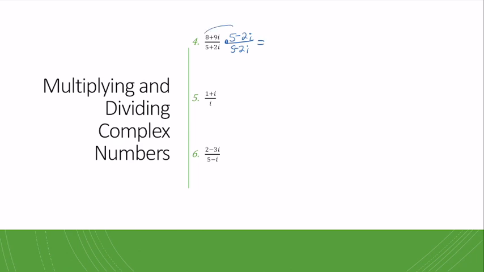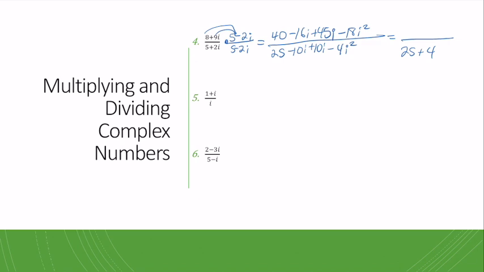That gives me 40 minus 16i plus 45i minus 18i squared over 25 minus 10i plus 10i minus 4i squared. So in my denominator, I'm going to have 25 plus 4. In my numerator, I've got 40, -16, and 45. That gives me 29, so plus 29i. And then for -18 times i squared, that becomes a +18.